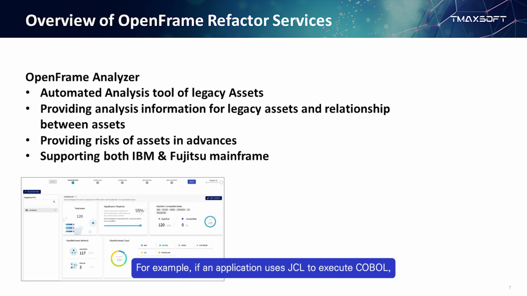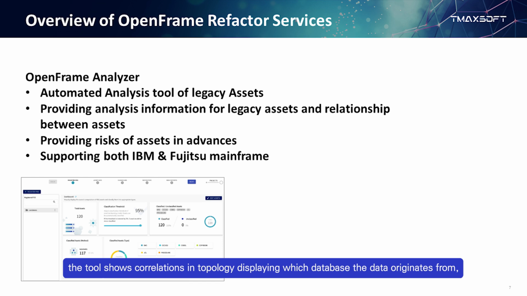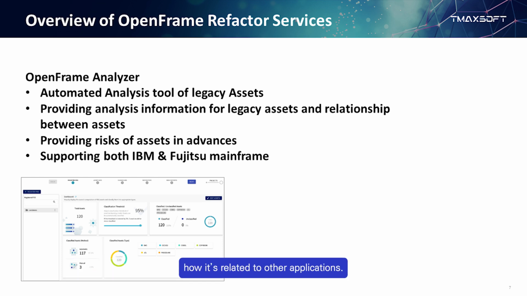For example, if an application uses JCL to execute COBOL, and that COBOL program calls another COBOL program, the tool precisely analyzes such execution relationships and flow to display the process of running programs and their relationships. Furthermore, if any dataset or data is utilized, the tool shows correlations in topology displaying which database the data originates from, and how it's related to other applications.